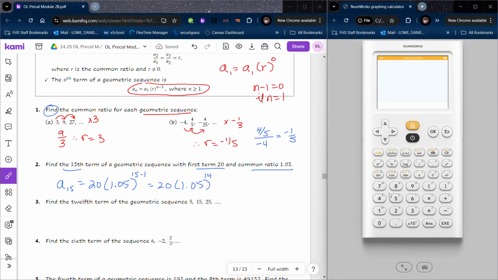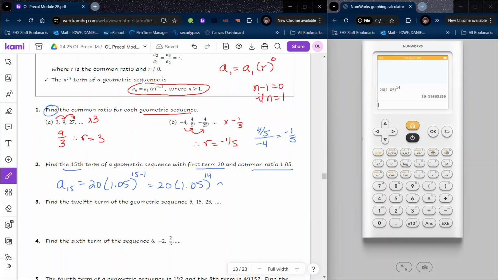So that's going to be 20 times 1.05 to the 14th power. And so I'll come to my calculator and go ahead and make that computation. 20 times 1.05 raised to the 14th power. And to 3 decimal places, that's approximately 39.598, or I could say 39.599.